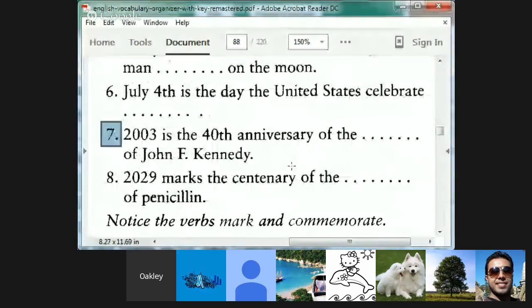2003 is the 40th anniversary of the assassination of John F. Kennedy. That's right. The word here is assassination. Another anniversary. An anniversary is neutral. It can be good or bad things. If we hold some kind of ceremony, then we celebrate the good things. We celebrate the 4th of July, but we commemorate, for example, an assassination, bad things.